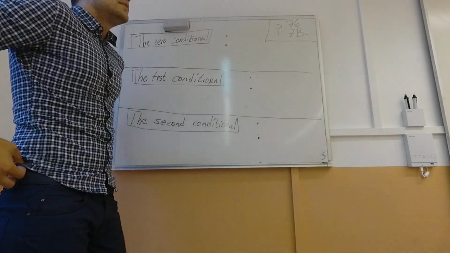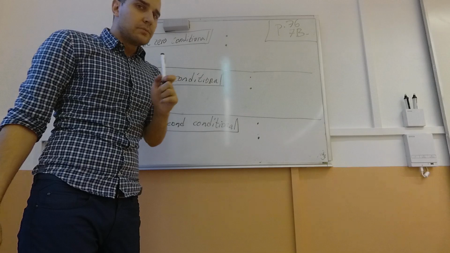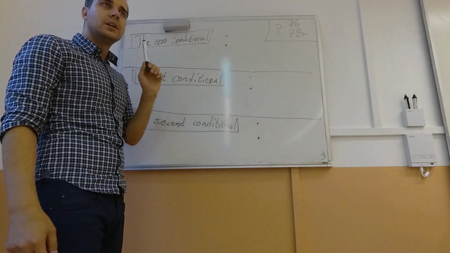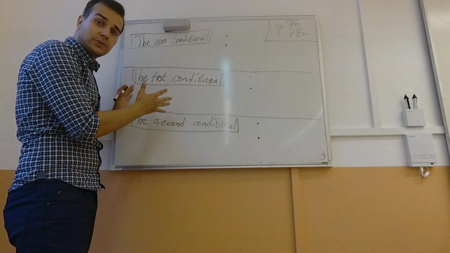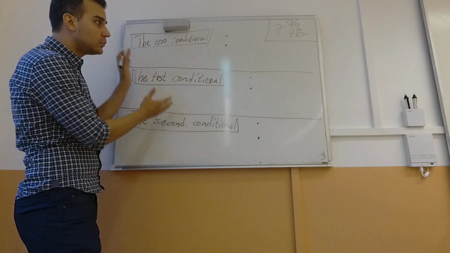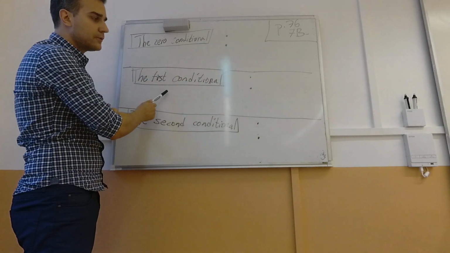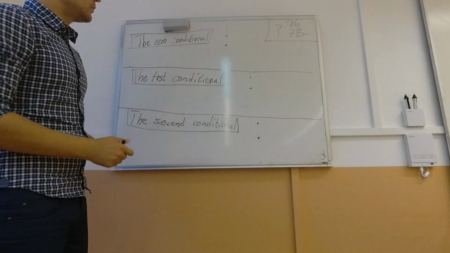I have decided, instead of just studying second conditional, I think it is much better to have a look at the other kinds of conditional that I think that you already know. Let's see how they differ. What is the difference between these three conditionals? I think that the zero conditional and the first conditional you should already know. Let's have a look at how it works.